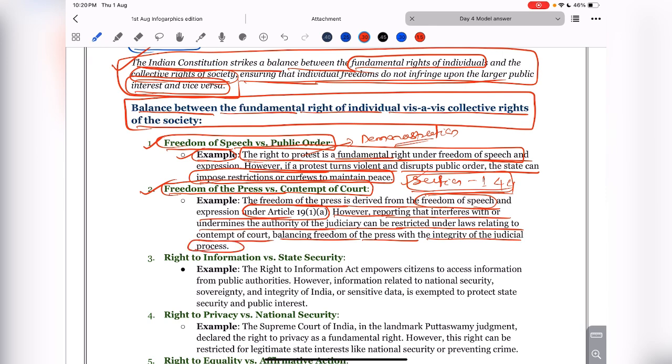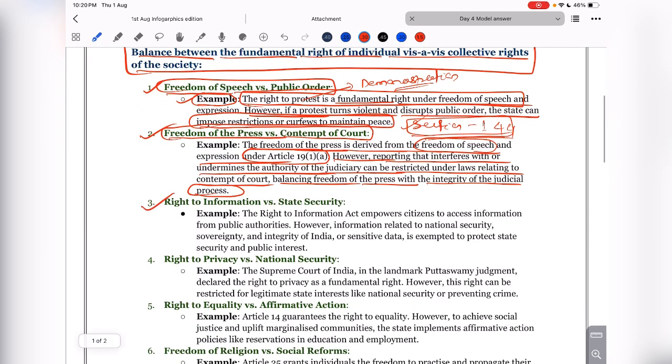ठीक है, that means though the press is provided with the fundamental right of freedom of speech and expression, that doesn't mean they can go on speaking anything and impact the delivery of justice. ठीक है, so to ensure that justice is delivered in an impartial, non-biased manner, this right needs to be balanced. ठीक है, the next is right to information versus state security.